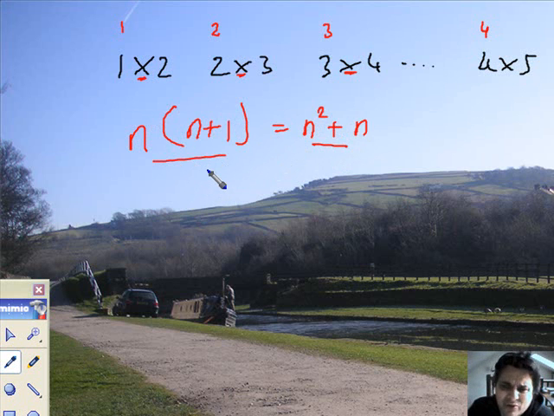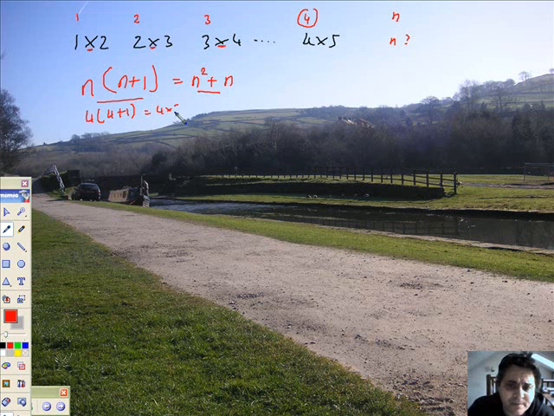Right, let's see if it's actually true. Let's take 4 and shove it inside there. So I've got 4 multiplied by 4 plus 1. Well, that becomes 5. 4 fives is 20. Okay, let's just get rid of that little bit there. It can come out well. So 4 fives is 20. Well, there it is. 4 fives is 20. It's true. Absolutely works. Here's the next one.